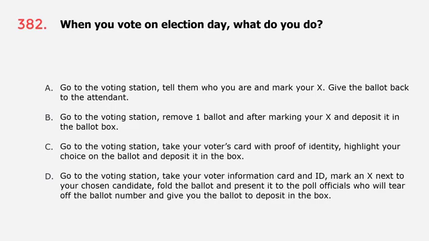Question 382. When you vote on Election Day, what do you do? A. Go to the voting station, tell them who you are and mark your X. Give the ballot back to the attendant. B. Go to the voting station, remove one ballot, and after marking your X, deposit it in the ballot box. C. Go to the voting station, take your voter's card with proof of identity, highlight your choice on the ballot, and deposit it in the box. D. Go to the voting station, take your voter information card and ID, mark an X next to your chosen candidate, and fold the ballot and present it to the poll officials who will tear off the ballot number and give you the ballot to deposit in the box.